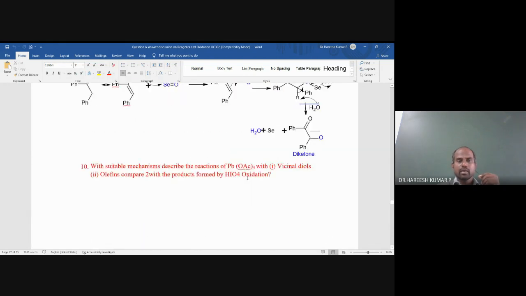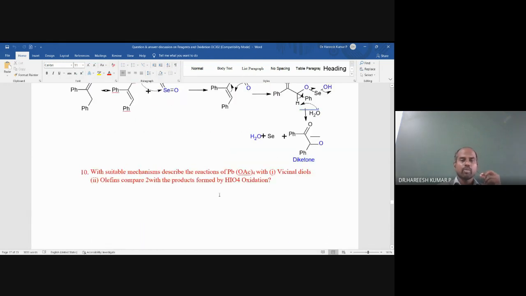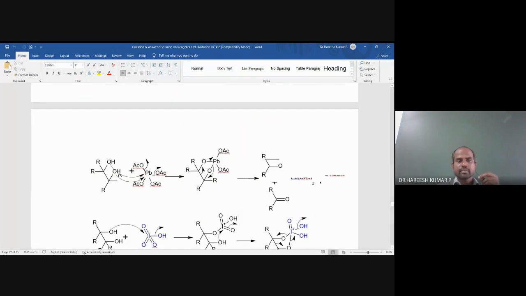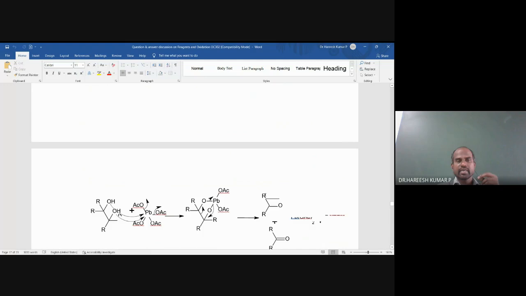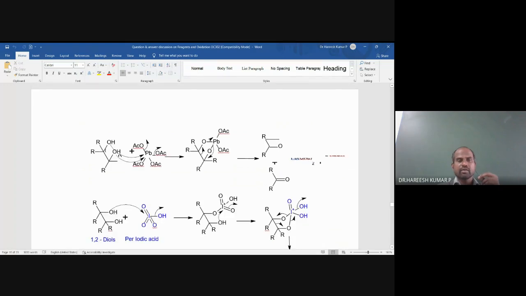And if you want to know more about oxidation reagents, maybe you can also look into Organic Synthesis by Smith. That book you can follow. That is framed as per the syllabus. Then here I am taking a glycol, a 1,2-diol. When it is treated with lead tetraacetate, it will form an acyclic intermediate, and there will be a cleavage here forming a 2-carbonyl compound.